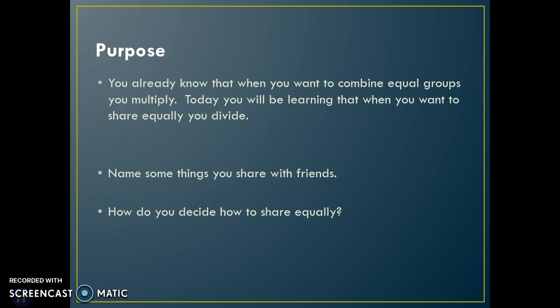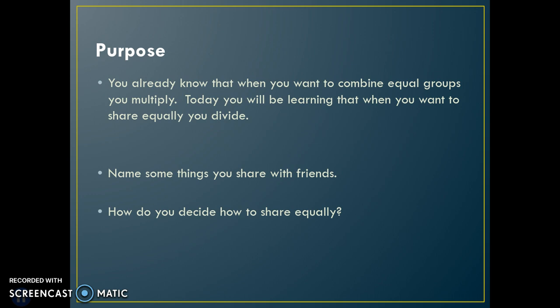You already know that when you want to combine equal groups, you multiply. When we wanted to combine equal groups, we could use multiplication to get an answer quickly, much quicker than repeated addition. Now, repeated addition is one of the strategies we used, but we're finding out as we learn our multiplication facts, it's going to become much faster to multiply rather than to add when we have equal groups. So today we're going to be learning that when you want to share equally, you're going to use division. So you're going to use division to divide that up.